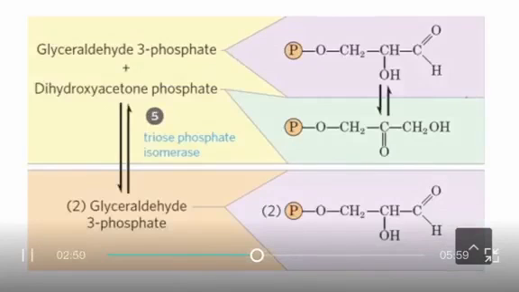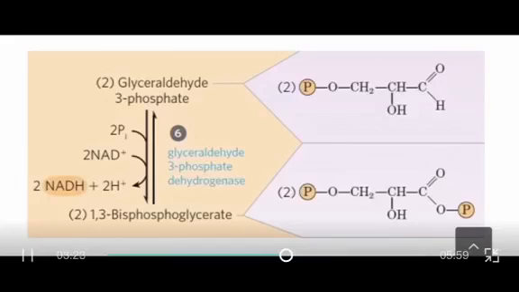Step number 5. Isomerization of dihydroxyacetone phosphate. Glyceraldehyde 3-phosphate can be readily degraded in the subsequent steps of glycolysis, but dihydroxyacetone phosphate cannot be. Thus, it is isomerized into glyceraldehyde 3-phosphate instead. In this step, dihydroxyacetone phosphate is isomerized into glyceraldehyde 3-phosphate in the presence of the enzyme triose phosphate isomerase. This reaction completes the first phase of glycolysis.